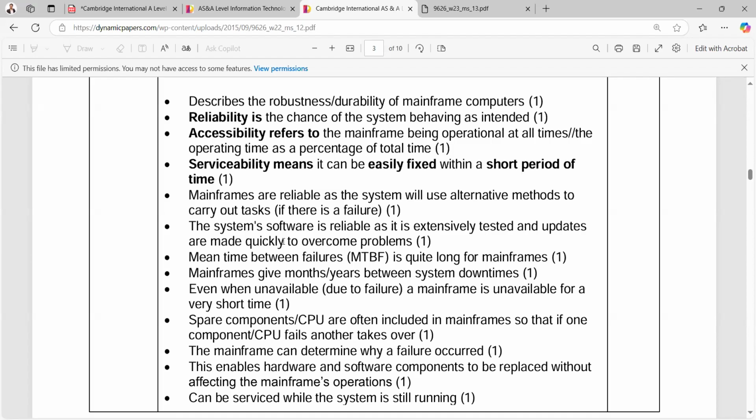So even if there is a case of failure, mainframes are reliable. The system software is reliable as well, and their mean time between failures is quite long for the mainframe. So you can create your answers from right here, but for 3 to 4 points, you should basically explain this serviceability, reliability and accessibility.